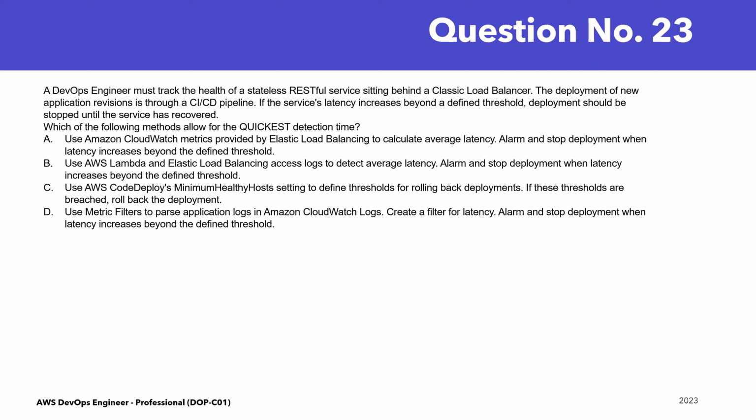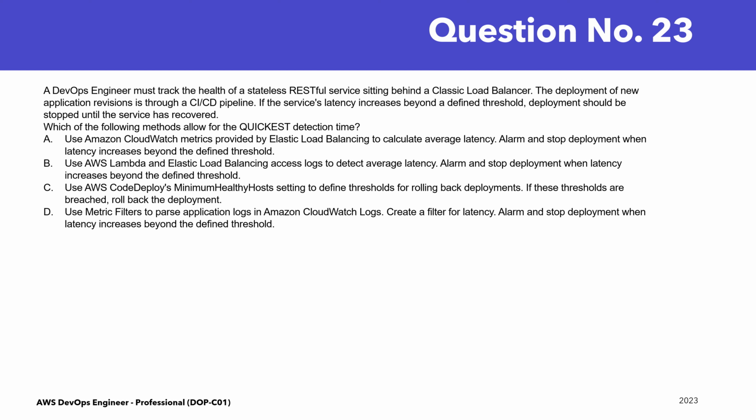A DevOps engineer must track the health of a stateless RESTful service sitting behind a Classic Load Balancer. The deployment of new application revisions is through a CI/CD pipeline. If the service's latency increases beyond a defined threshold, deployment should be stopped until the service has recovered. Which of the following methods allow for the quickest detection time?